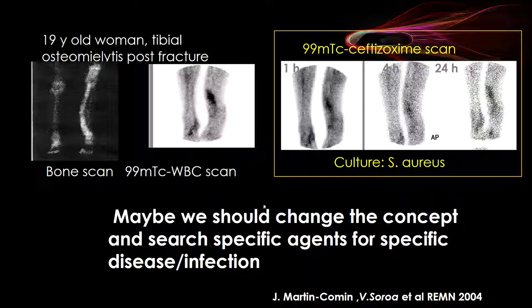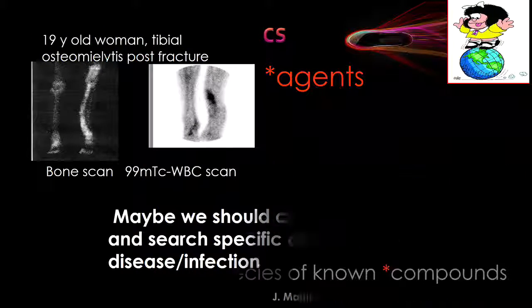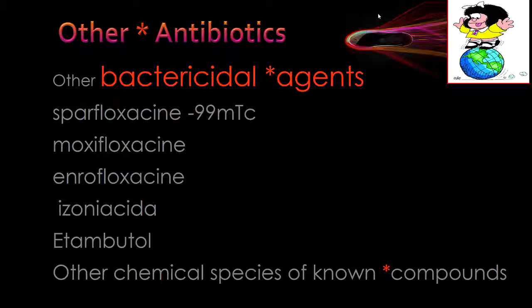And here is a bone scan and culture, Staphylococcus aureus positive in the same way, and the same distribution of the white blood cells. So maybe we should change the concept and search for specific agents for a specific disease infection, and not think that one radiolabeled tracer would give you the answer to everything. So we have other antibiotics and other bacterial radioagents. It was published: sparfloxacin technetium, moxifloxacin, enrofloxacin, isoniazid, ethambutol, and other chemical species of known radiocompounds.